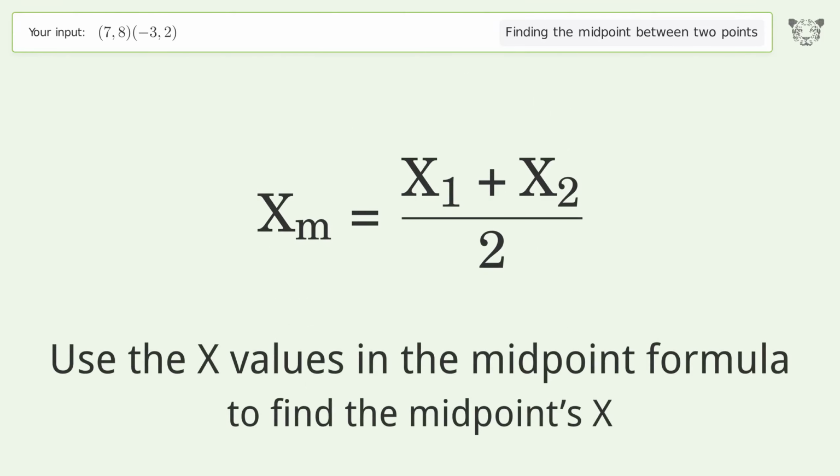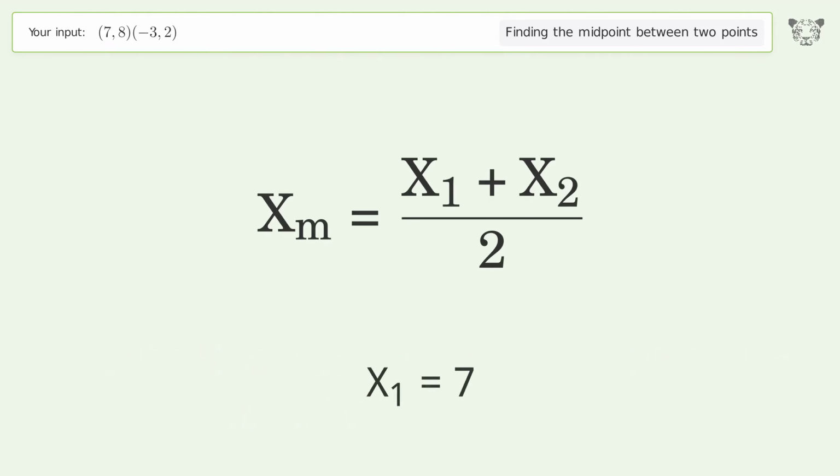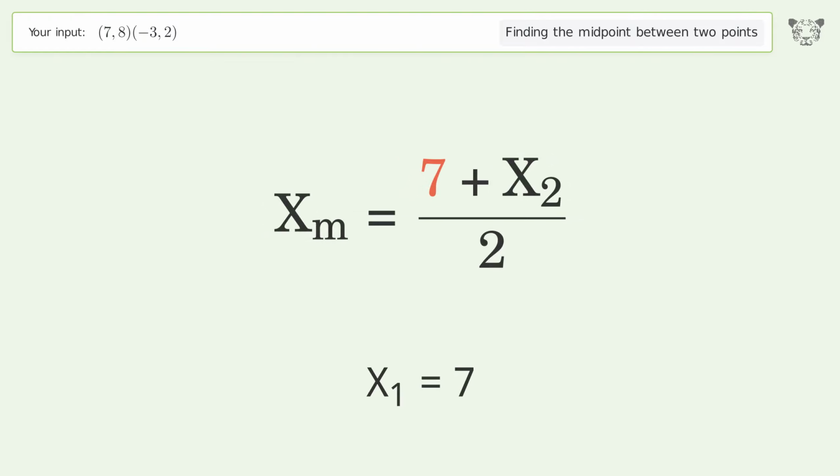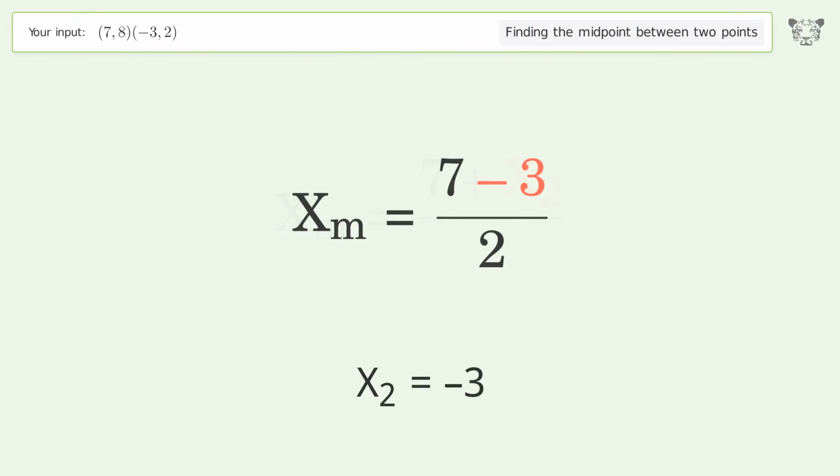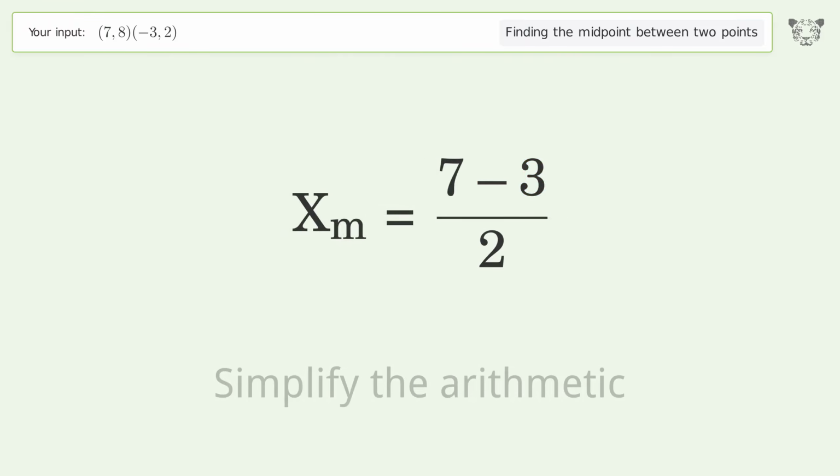Use the x values in the midpoint formula to find the midpoint's x. x1 equals 7. x2 equals -3. Simplify the arithmetic.